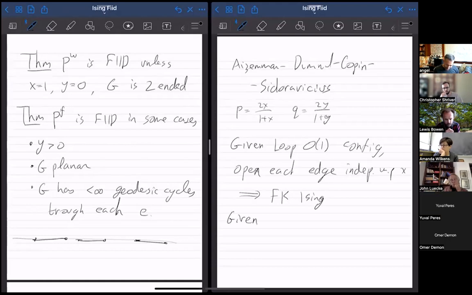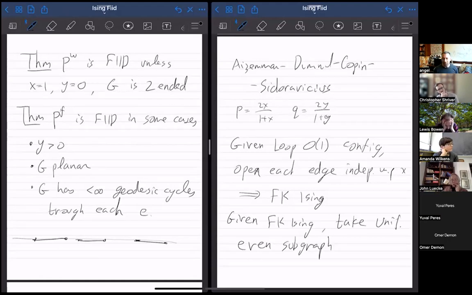The other direction is also quite nice: given the FK Ising configuration, you just take a uniform even subgraph of the configuration, and this gives us the loop O(1). So that goes between the two of them.